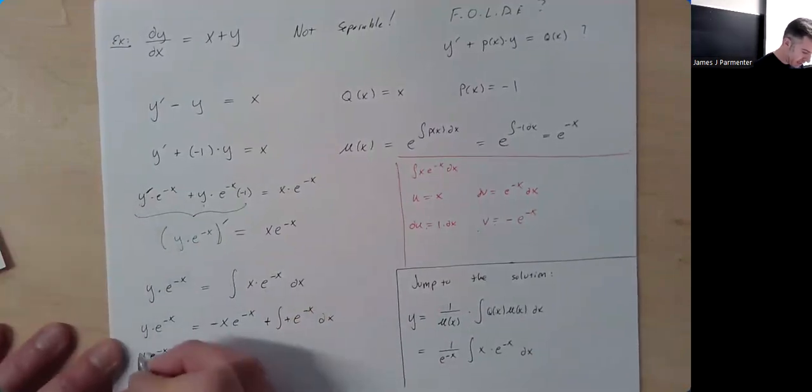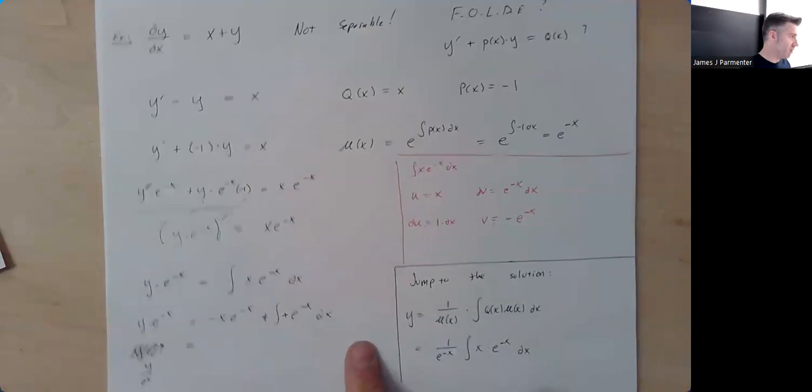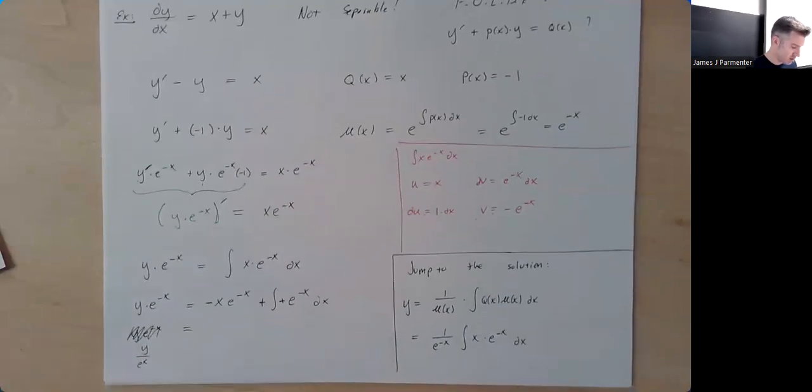If I was doing this, I might actually rewrite the left-hand side as y divided by e to the x, just so it's easier for me to see that I can multiply both sides by e to the x to get my final result.